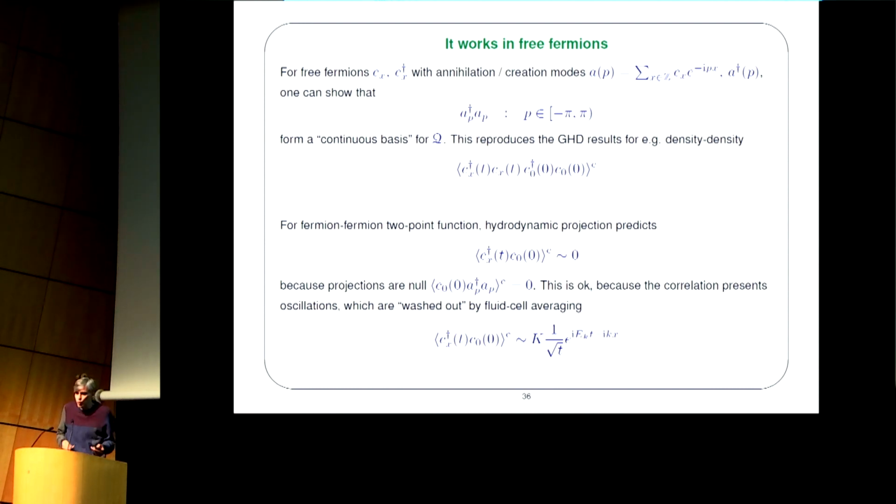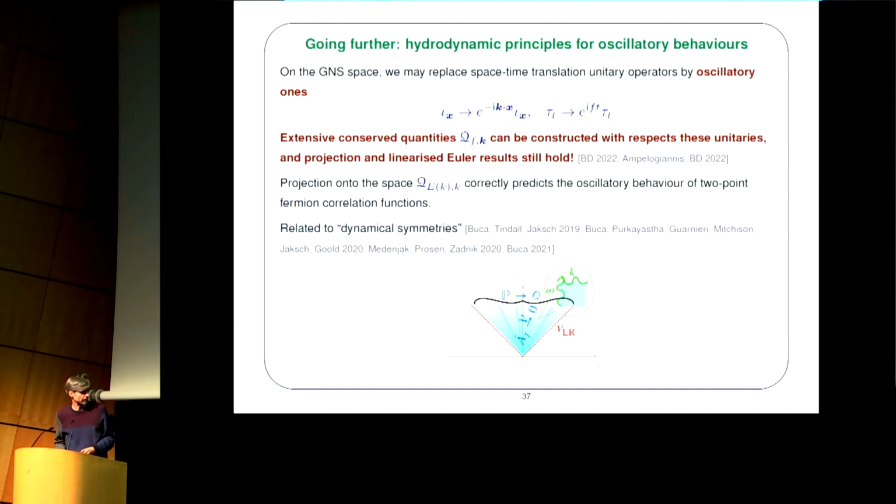Okay? So we have to remember that the predictions of hydrodynamics are correct under fluid cell averaging. So in hydrodynamics, you forget about any oscillations. You average over fluid cells, so that gives zero, so this is actually a correct result. Okay? Now, there's one observation which is very important, which is that in fact, you can apply these hydrodynamic principles beyond zero frequency and infinite wavelength. You can, in this formal construction, replace your time and space translations by oscillatory space-time translations. These are still unitary operators on your Hilbert space. The Hilbert spaces are constrained. They're still unitary operators, so everything works.